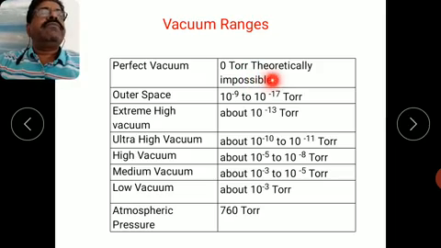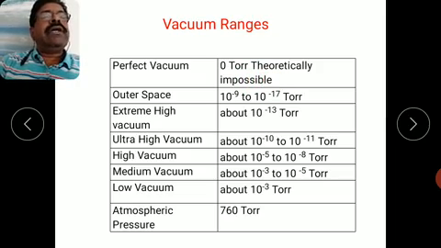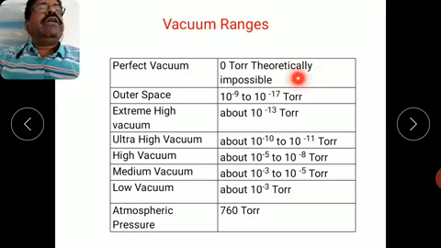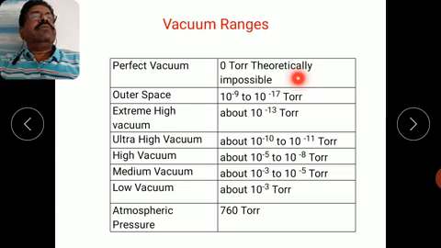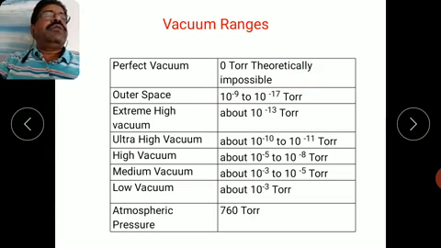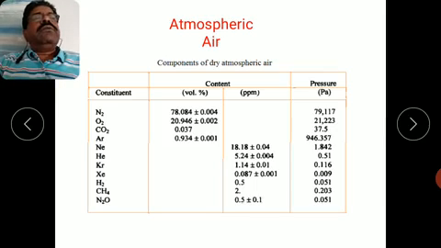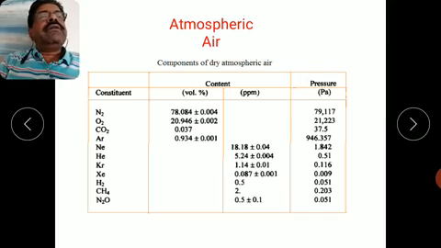So 0 torr. Not a single gas molecule is present in the space. In that case, you can say it is a perfect vacuum. In a laboratory, to achieve this perfect vacuum is quite impossible. Then, in the process of creating a vacuum, you know that you are continuously removing the gas molecules. Gas molecules means air is present, and in air, you know that there are different constituents.